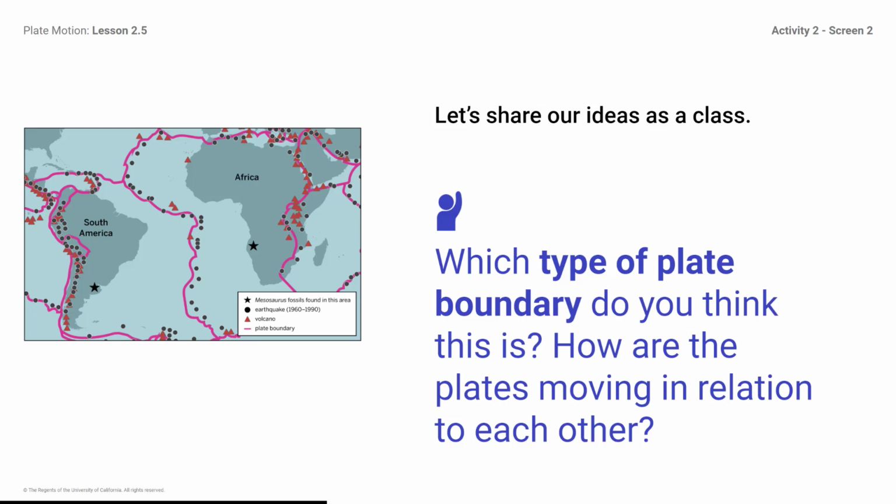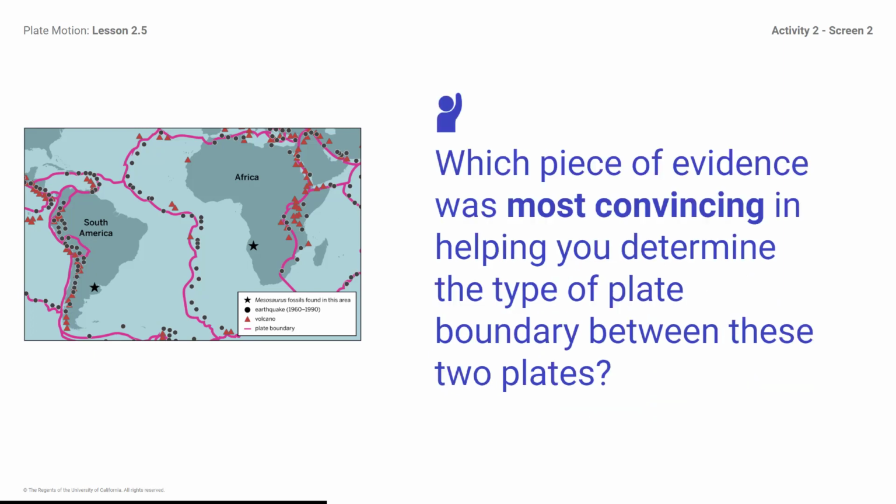Understand that the data included in the map provides conclusive evidence that the plate boundary between the South American plate and African plate is a divergent plate boundary. The plates are moving away from each other, and the rock from the mantle is being added to the edges of both plates at the boundary.